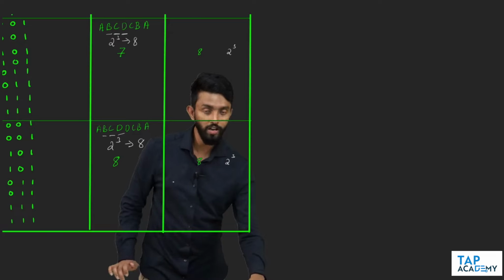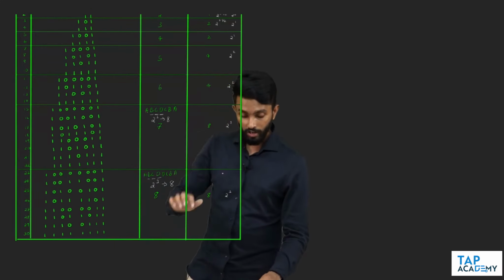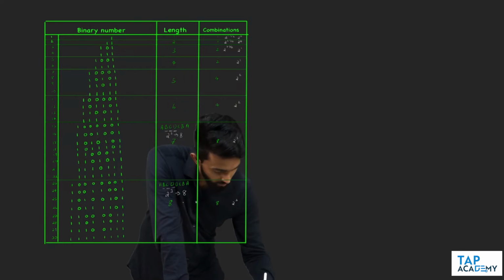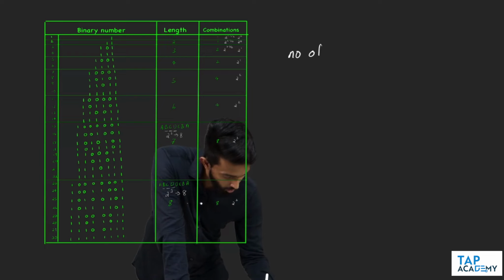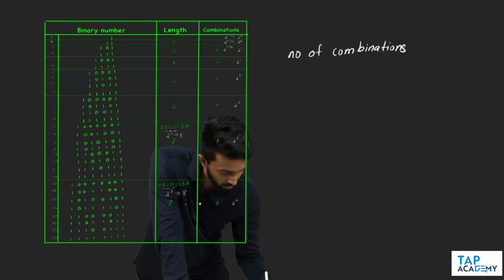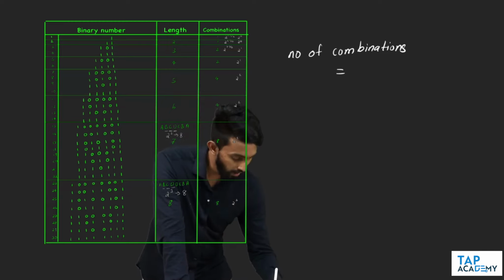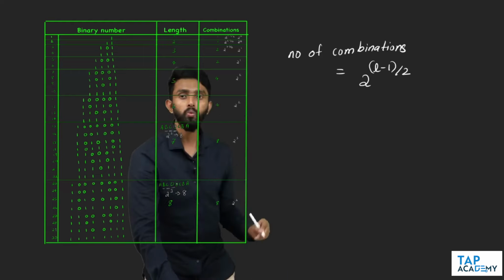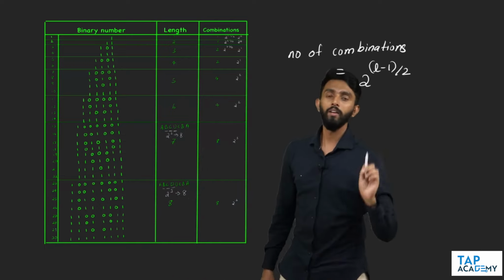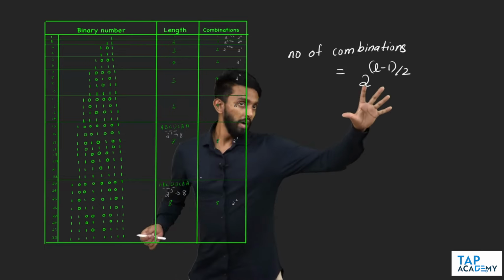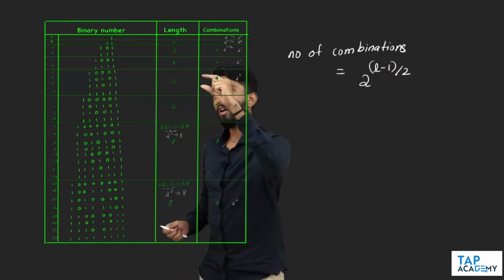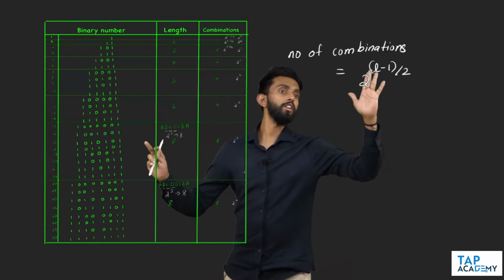Which means in general, what am I trying to say? In general, what I'm trying to say is that the number of combinations, if I have to express it as a power of the length, is 2 to the power length minus 1 divided by 2. It will work for everything. So there is a way to extract the number of combinations for a given length using the length.